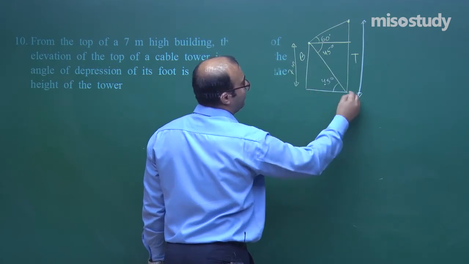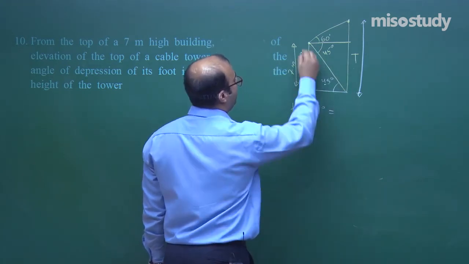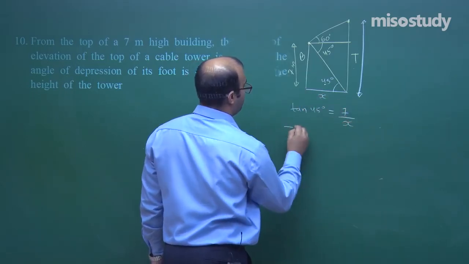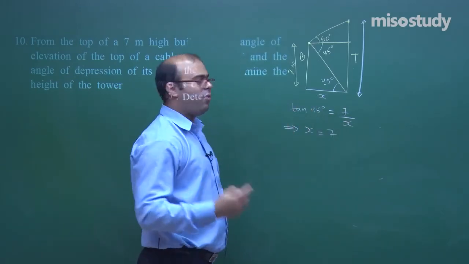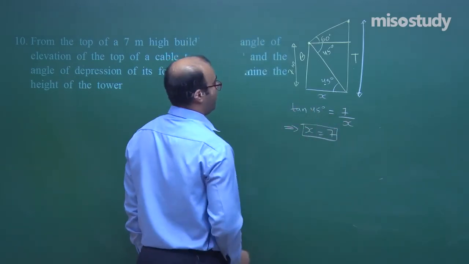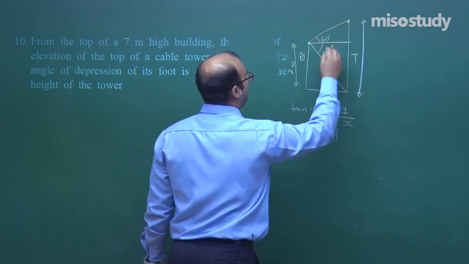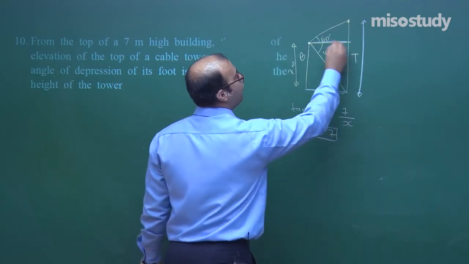First we take this triangle. In this triangle, tan 45 is equal to perpendicular, which is 7 meter, by base, which is suppose x. So x will come out to be equal to 7 as tan 45 degree is 1. So x is equal to 7. Now let us take the triangle, this one. In this triangle, this length is same as this length x, which is 7. So this will also be 7.